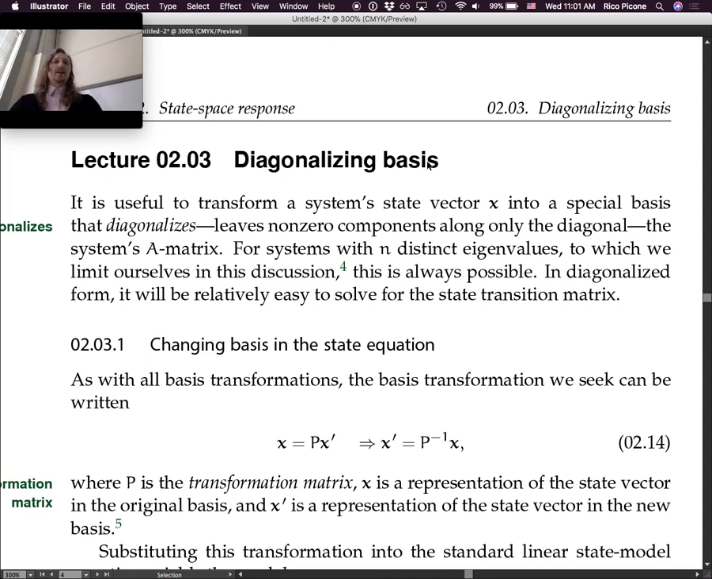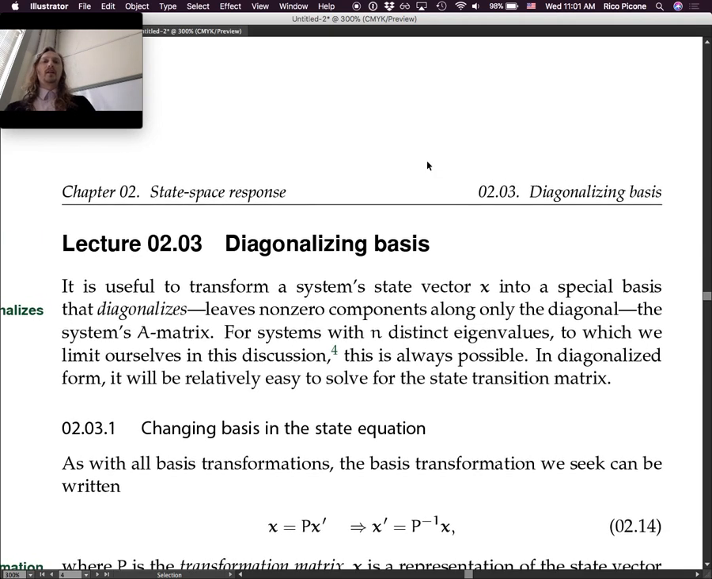Okay, so diagonalizing basis is what I call this. It is useful to transform a system's state vector x into a special basis that diagonalizes, that is, leaves non-zero components only along the diagonal, the system's A matrix.